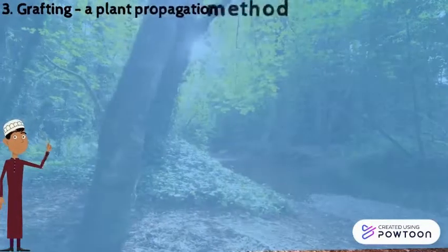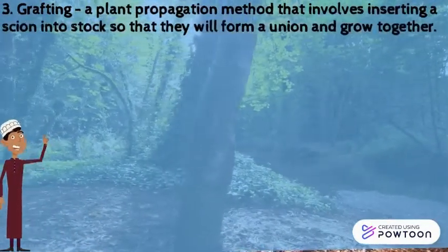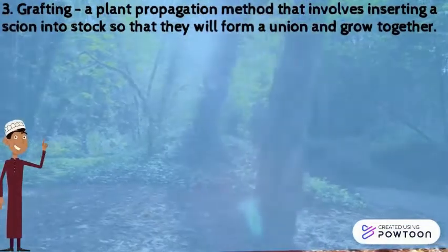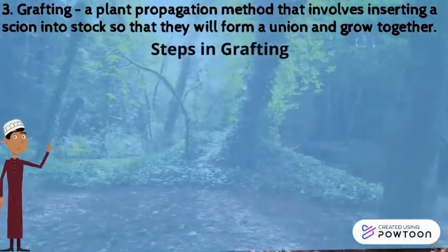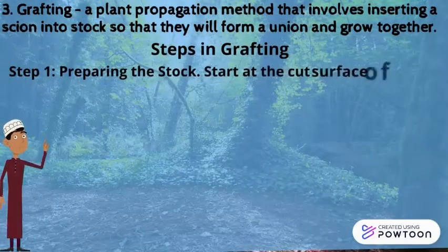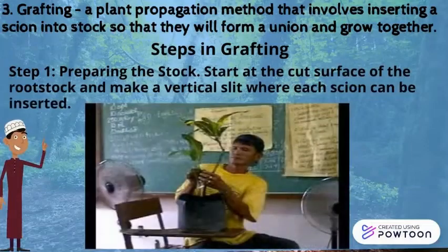Number 3, grafting. A plant propagation method that involves inserting a scion into a stalk so that they will form a union and grow together. Steps in grafting. Step 1, preparing the stalk. Start at the cut surface of the rootstock and make a vertical slit where each scion can be inserted.